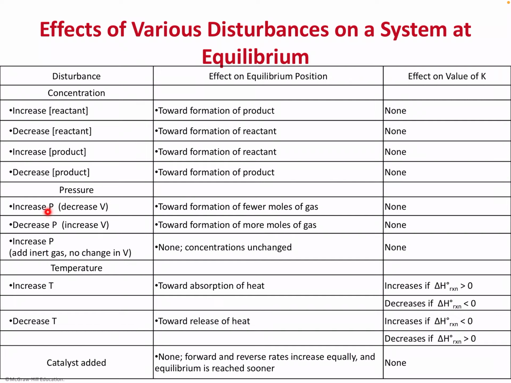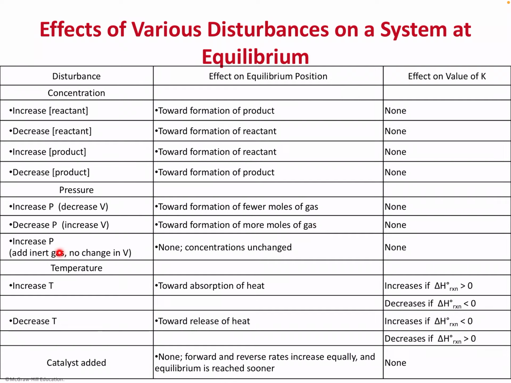And for the pressure, increase the pressure. Increasing pressure means decreasing volume. So if the volume decreases, the number of moles needs to decrease. So the reaction will proceed to the side where you have fewer moles. No effect on K either. And if you decrease the pressure, meaning the volume increases, the number of moles will increase. So it will go toward formation of more moles of gas. It could be the reactant side or the product side.